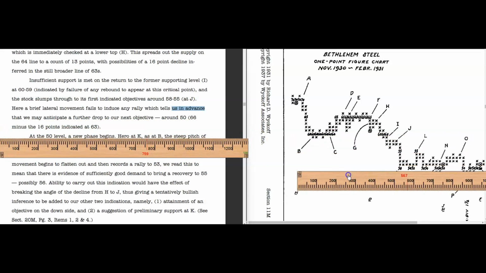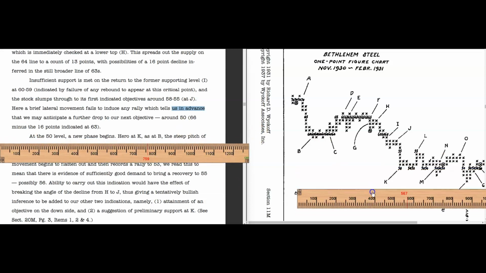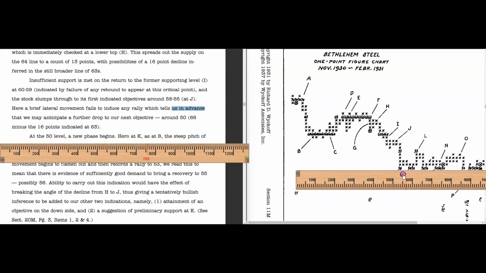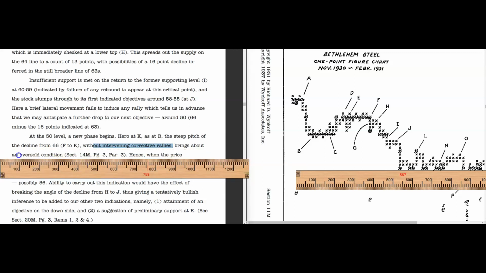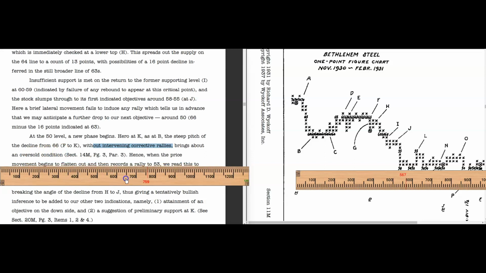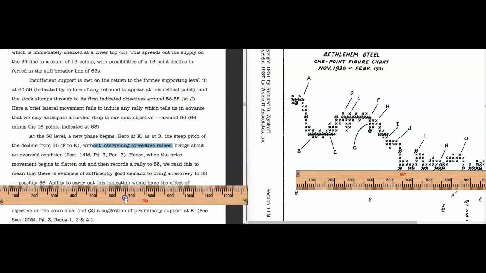Anyway, so over here 50, we have a new phase develop, and what he's saying here at K, where's K? That's K. K is 50. The steep pitch of the decline from 66 all the way to 50 without corrective rallies. Very important to have corrective rallies, because otherwise it creates oversold condition and a lot of crazy things happen. All right, brings about, here we go, oversold condition. Hence, when the price movement begins to flatten out and then records a rally to 53, we read this to mean that there's evidence of sufficiently good demand to bring the recovery to 55, possibly 56.